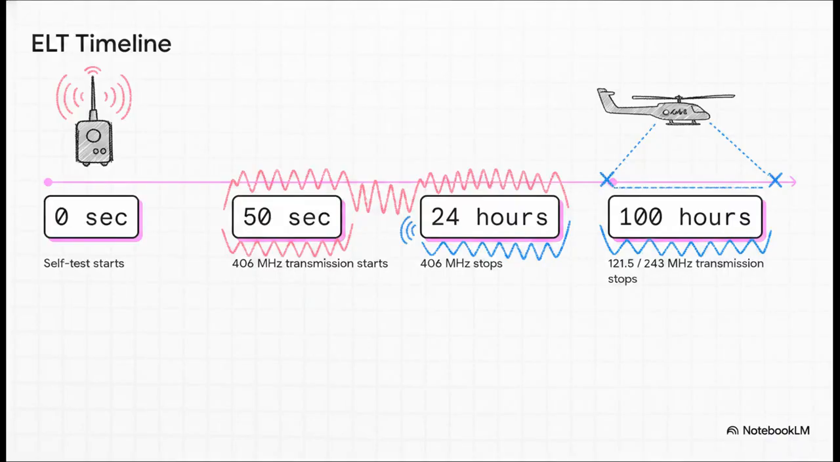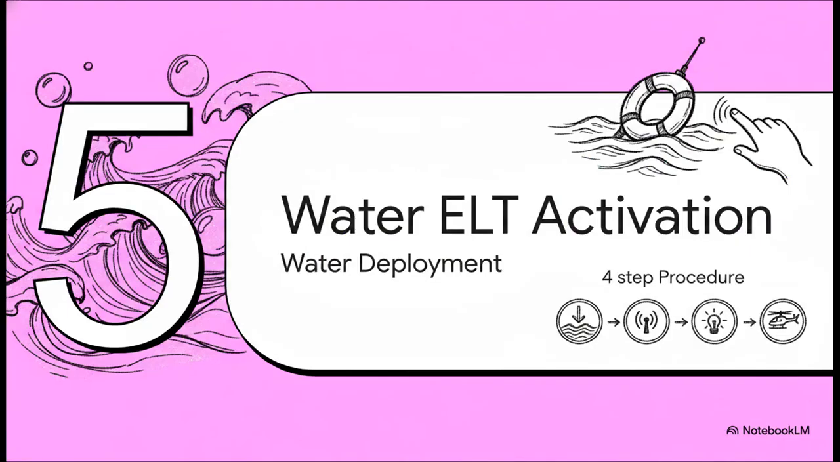To manually activate the unit, you switch it to the on position and try to keep the antenna vertical. This timeline brilliantly illustrates the exact battery life cycle when the unit is manually activated. At exactly 0 seconds, a self-test sequence starts. After 50 seconds, the 406 MHz transmission begins. But notice the 24-hour mark. The 406 MHz transmission is deliberately stopped. Why? Well, it's to conserve the batteries so that the 121.5 and 243 MHz homing frequencies can continue transmitting for approximately 100 hours.